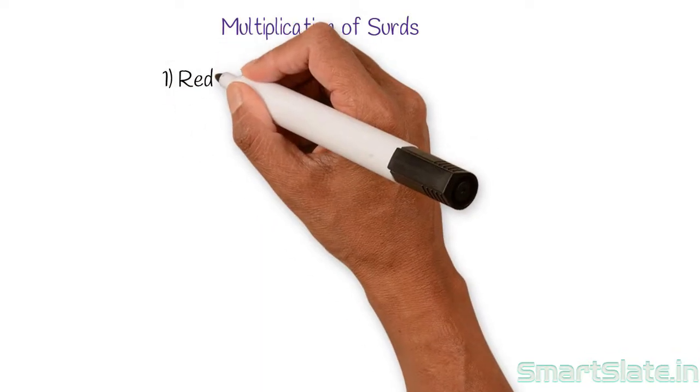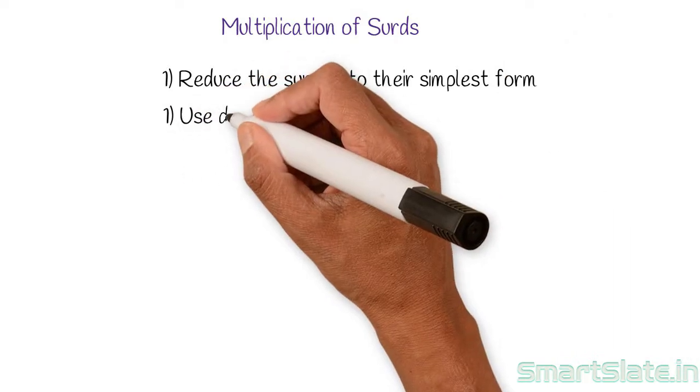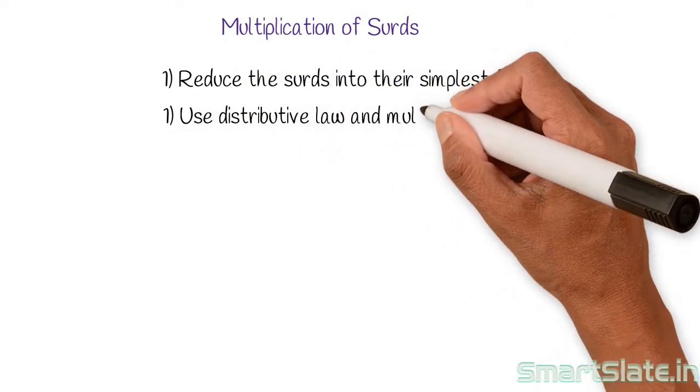The procedure of multiplication of surds having the same order is very simple. The first step is to reduce them into simplest form, and then apply the distributive law and do the multiplication of radicands.